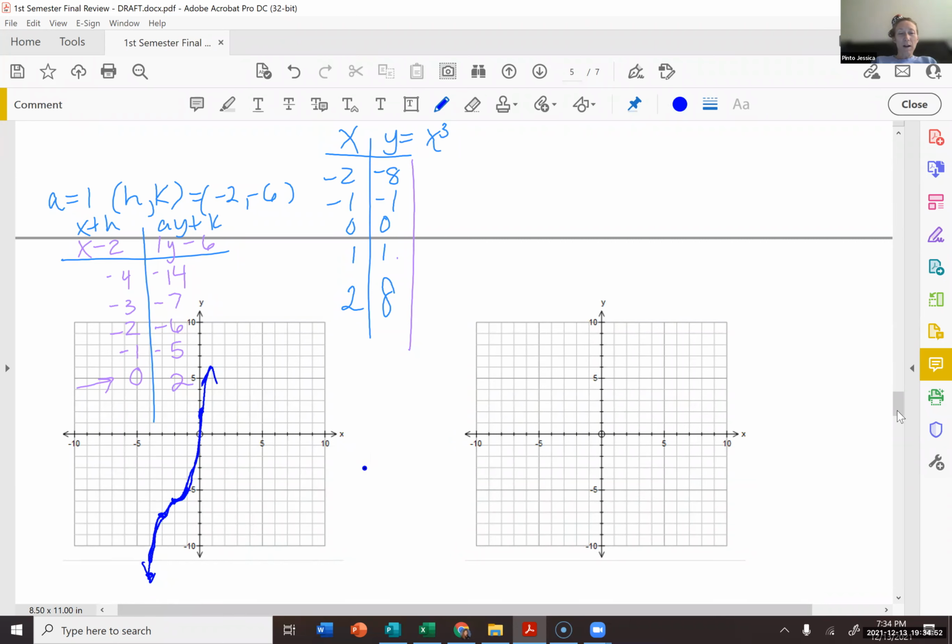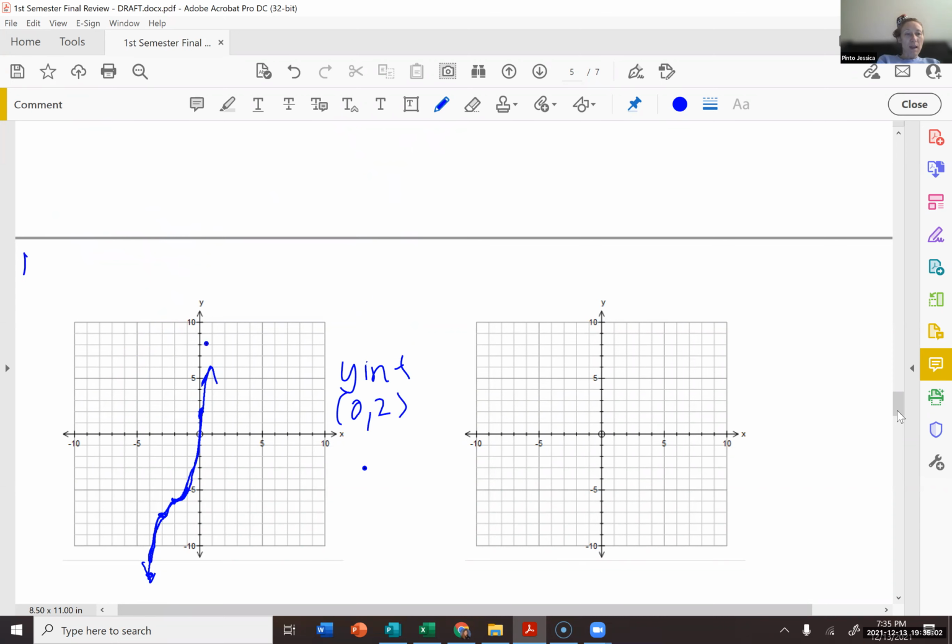And so now that I've plotted those, I just want to write down that the y-intercept is 0, 2 in case I forget. So then looking at this, the domain is -infinity to infinity. And the range is very clearly going down to -infinity and up to +infinity. So I love that. It's -infinity to infinity.